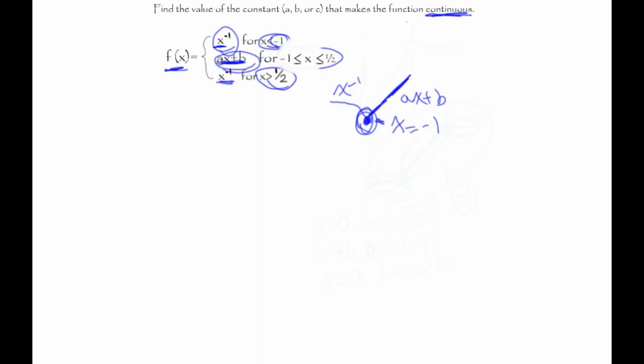What we can do is use the principle that these two values have to equal each other at x equal to negative 1. So set up the equation x to the negative 1th power is equal to ax plus b when x is equal to negative 1. And what we can do is substitute negative 1 for x in this equation, which will give us this equation.